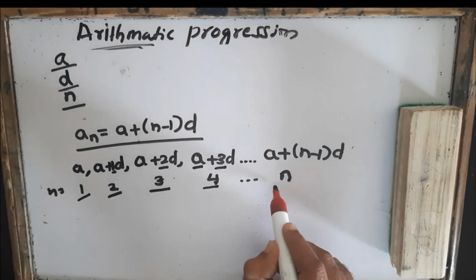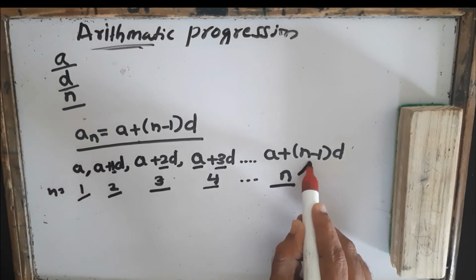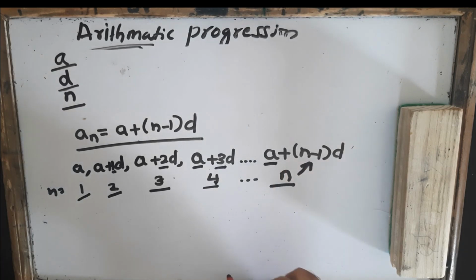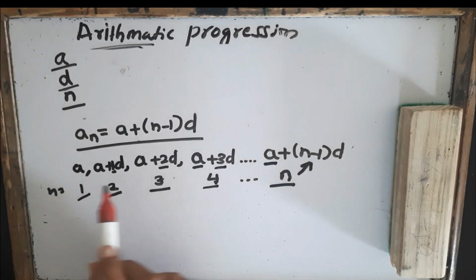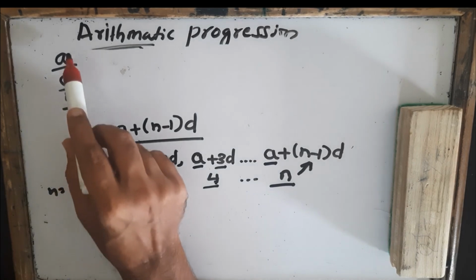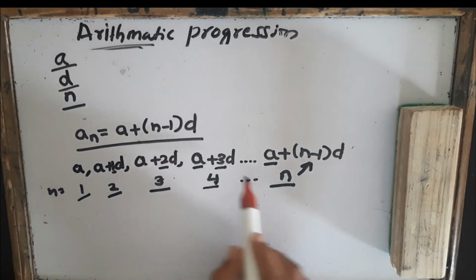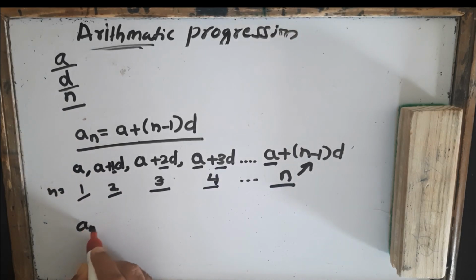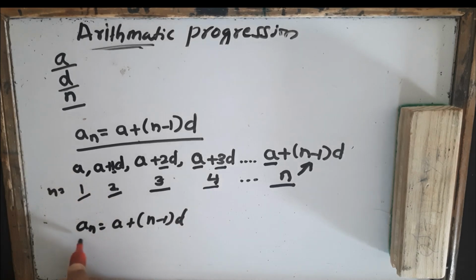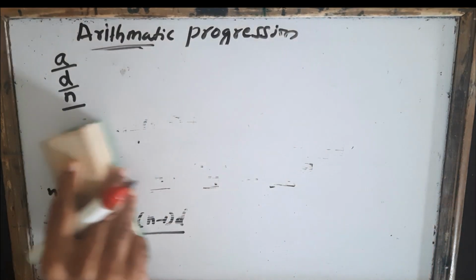Like that, to find the nth element, we take n minus 1, multiply that with the difference amount, and add the first element. So this is the arithmetic progression formula. We can generalize it using a_n like this: a_n is equal to a plus (n minus 1) into d. This is the generalized formula for arithmetic progression.